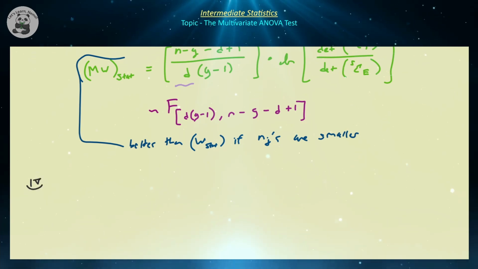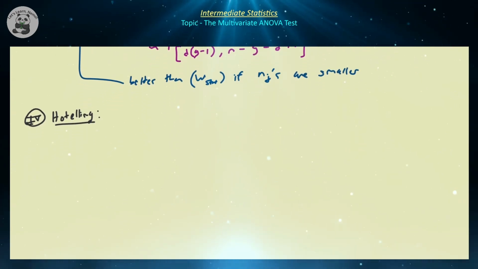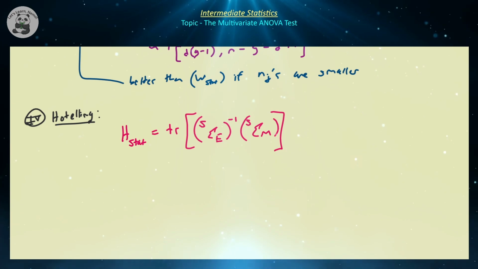And there's one more that I think deserves to be mentioned, and this is the Hotelling test statistic, which is the same Hotelling as in the paired and the unpaired and the unpooled two covariance matrix test. So for the Hotelling test statistic, which I'm going to denote as H stat, this is going to be defined to be equal to the trace of the matrix S sigma E inverse times S sigma M. So if you look at this test statistic and one of the other test statistics, in particular the Pillai test statistic, it's still looking at the trace of a particular matrix.